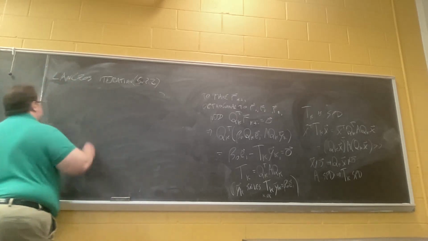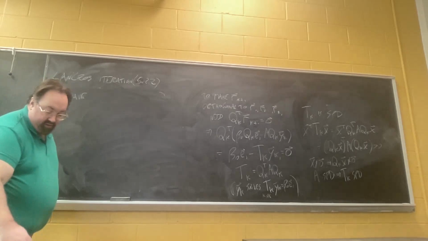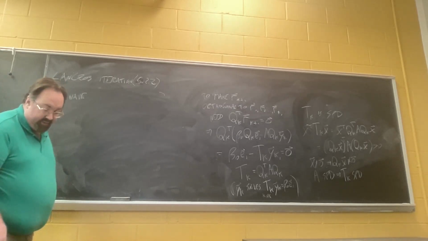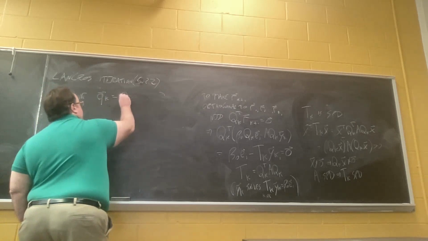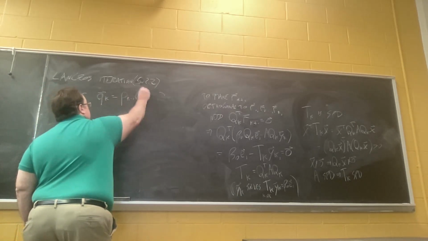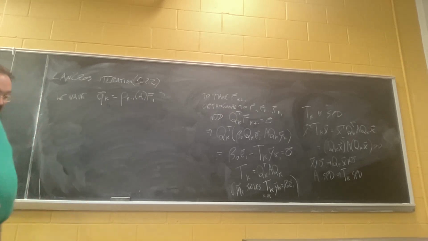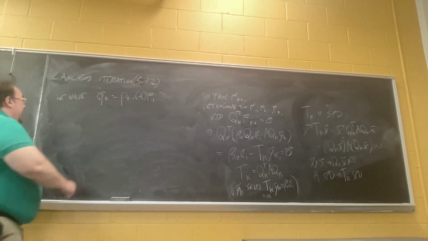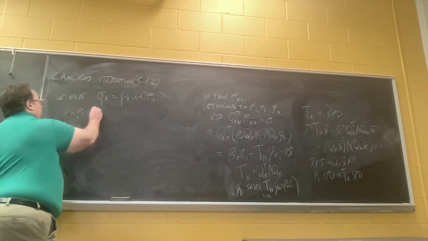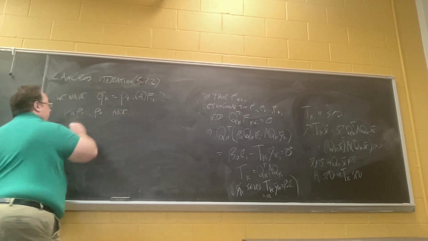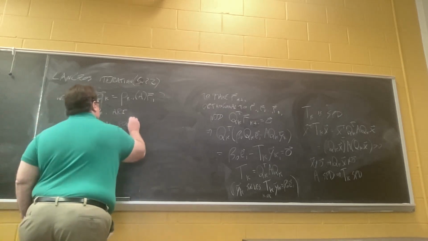So, as the columns of QK come from a Krylov subspace, we have the following. Each vector QK is a polynomial of degree k minus 1 of A times R1. And these polynomials, P0, P1, up to Pk minus 1, are called orthogonal polynomials.